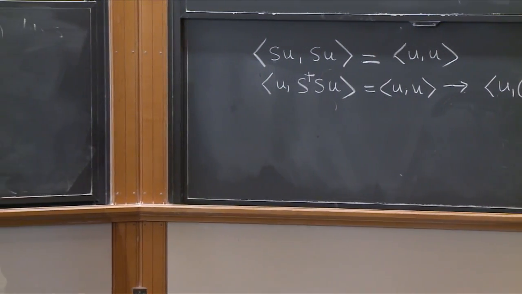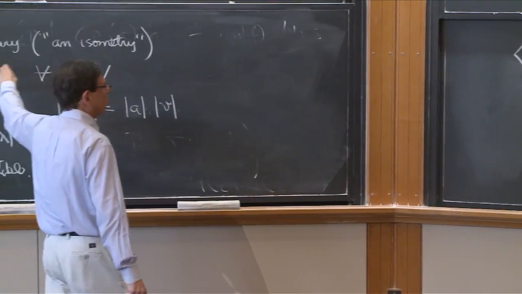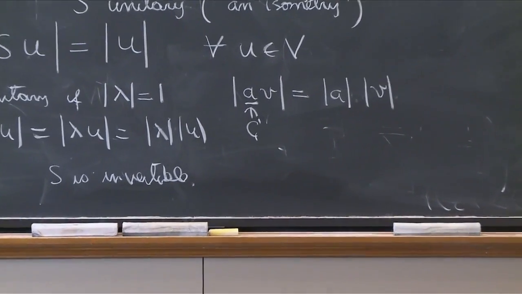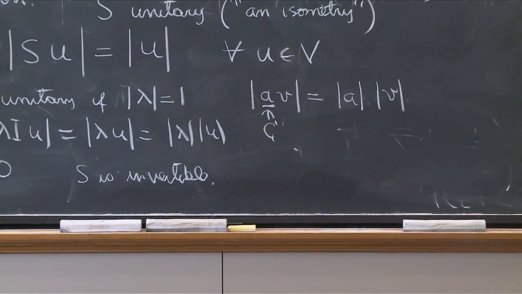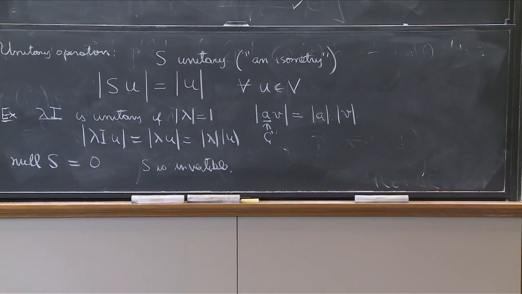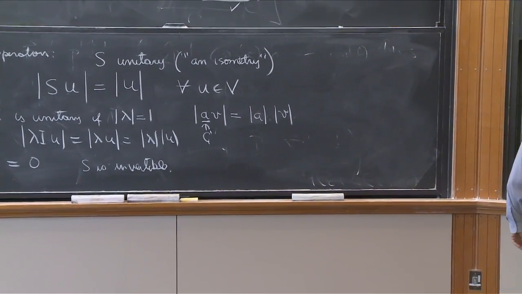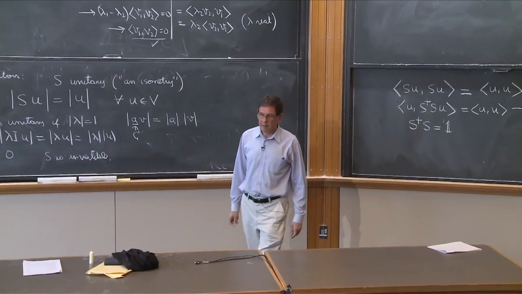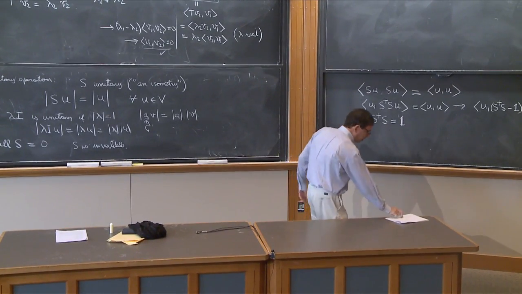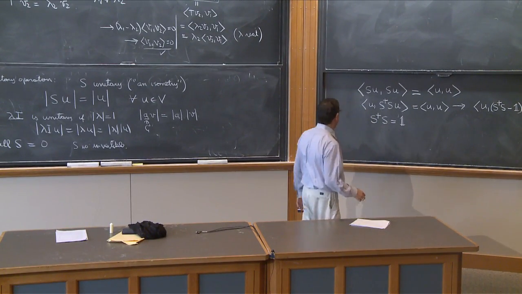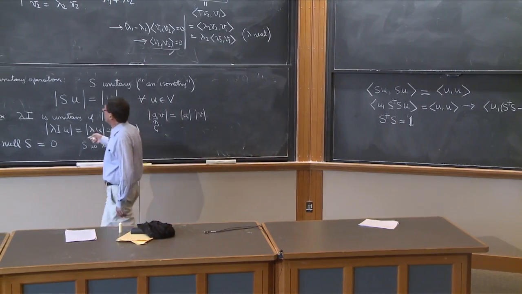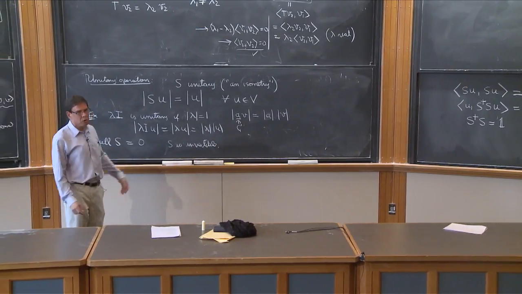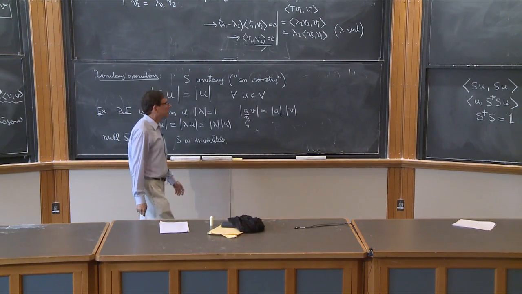So for every vector, this is true, because this is true. We just squared it. And now you have our favorite theorem that says if this is true in a complex vector space, this is 0. And therefore, you've shown that S dagger S is equal to 1. So that's another property of unitary operators. In fact, that's the way it's many times defined. Unitary operators sometimes are said to be operators whose inverse is S dagger.